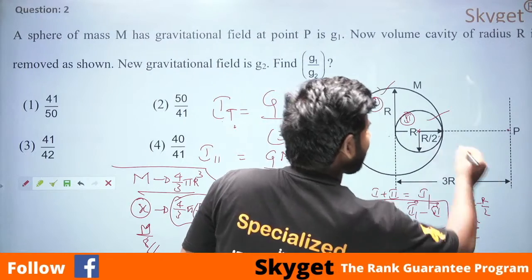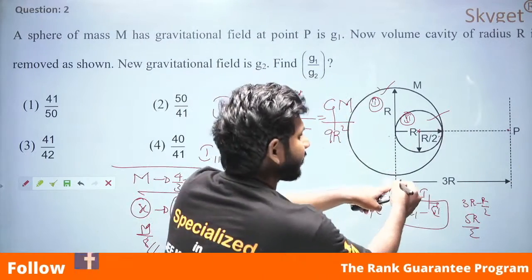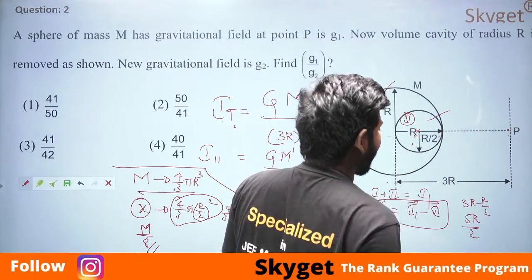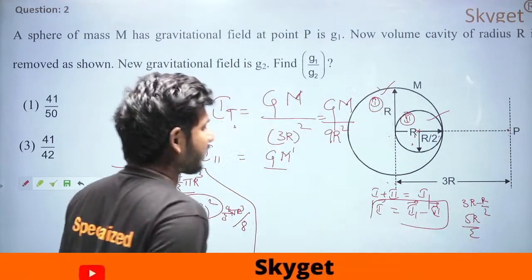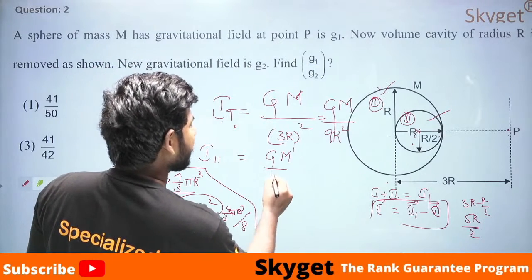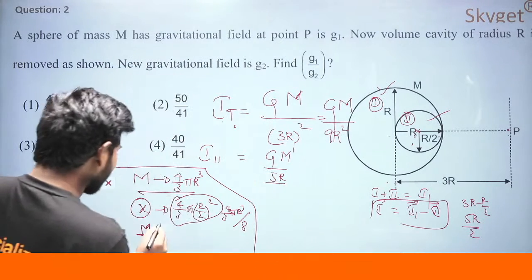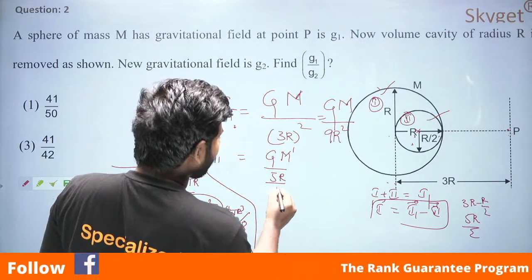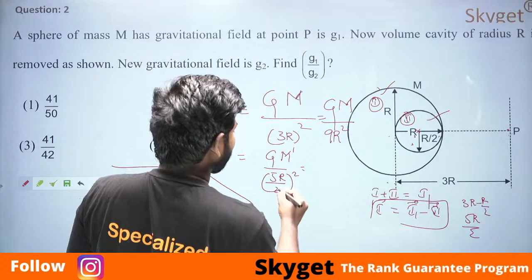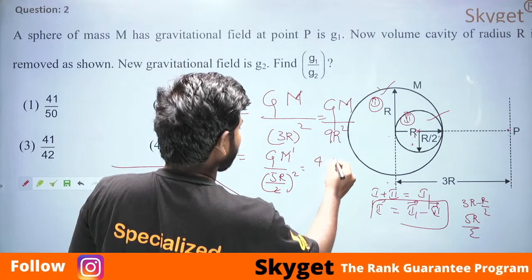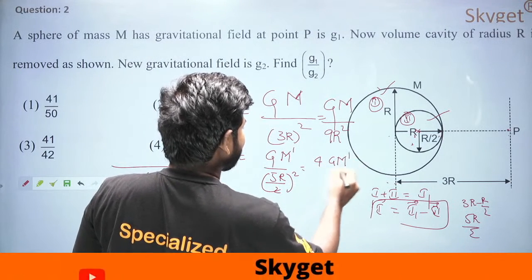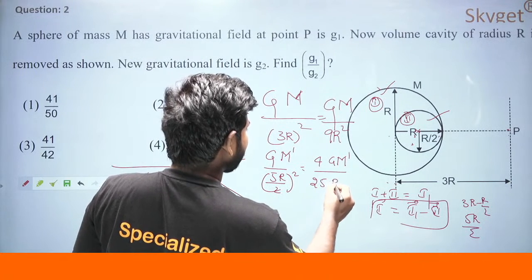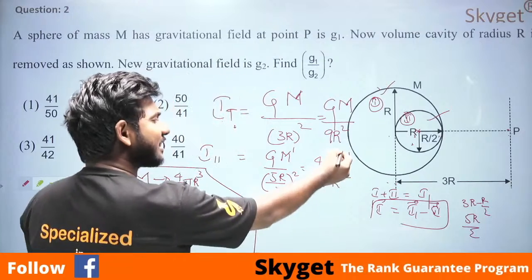5r by 2 is the distance. 3r from here to here, minus this r by 2, is the distance from the center to the point, that is 6r minus r by 2, that is 5r by 2. So this will be G m dash by 5r by 2 whole square, that will be 4 G m dash by 25 r square. So m dash is how much, students?